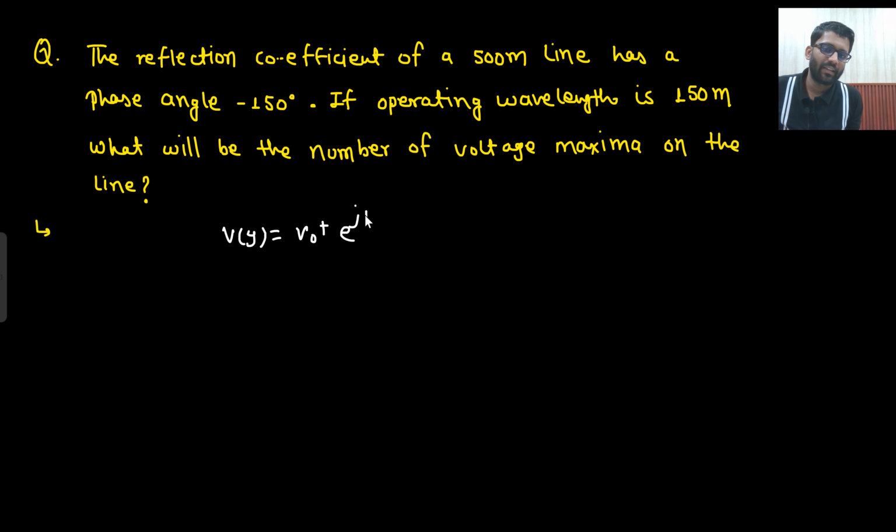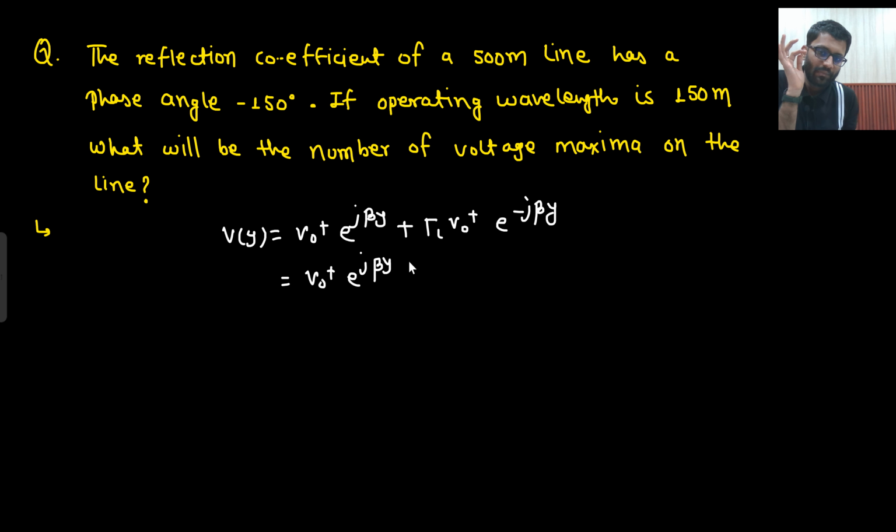So from here we start solving problems of the standing wave pattern. This should be the first thing that comes into your mind, that if I know nothing, then at least I know this thing in standing wave pattern. Okay. Now from here I take common. Then what do I get? 1 plus gamma L e to the power minus j2 beta y.